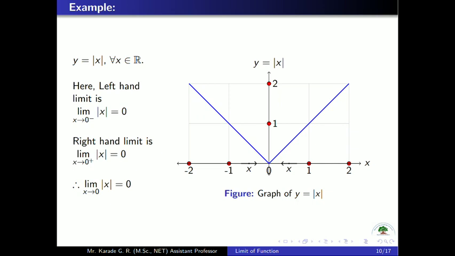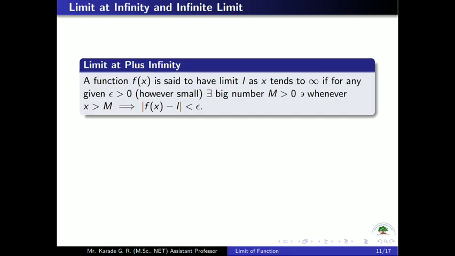Therefore the limit of function mod x as x tends to 0 is 0. Okay, so this is a very simple example for the one side limit. Now let us go to the limit at infinity and infinite limit.